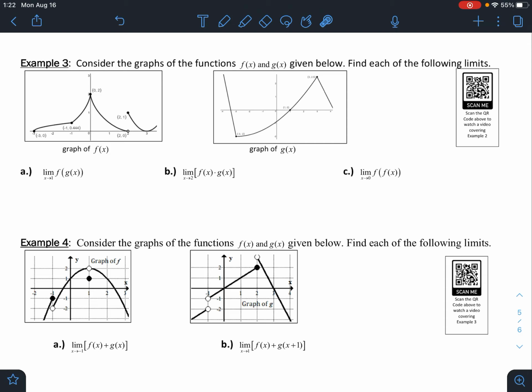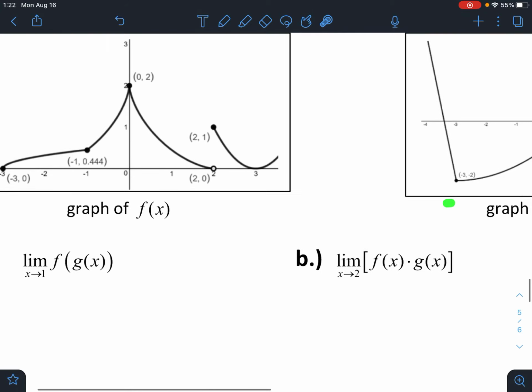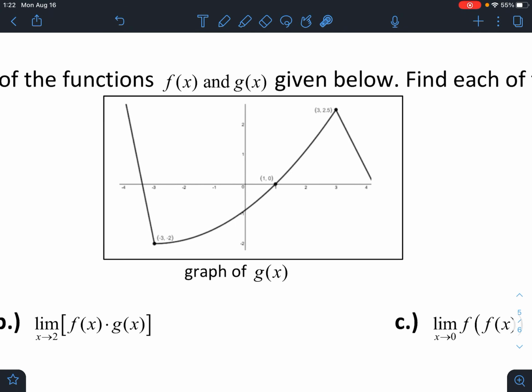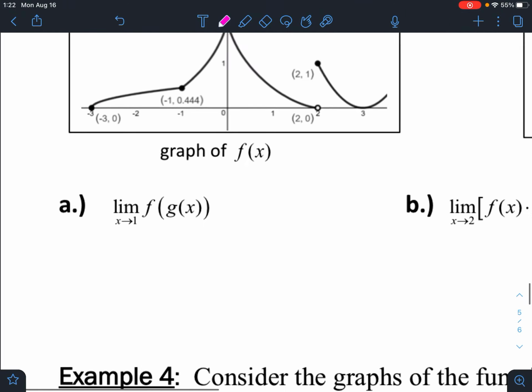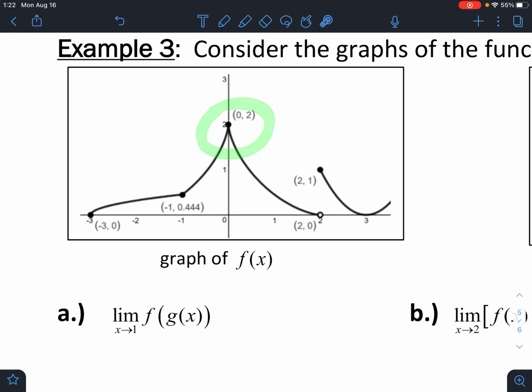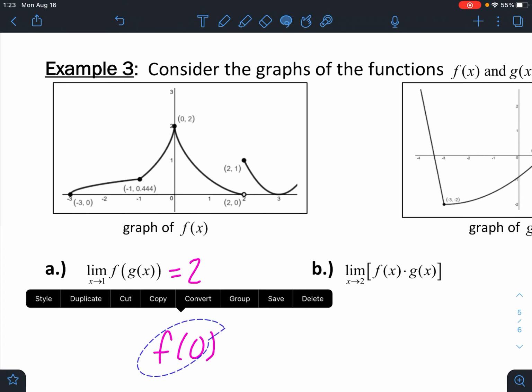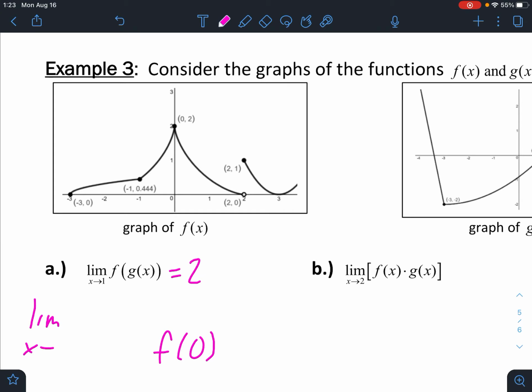So the first one says, find the limit as x approaches 1 of f of g of x. All right, so we want to find the limit as x approaches 1 of g. Looks like both sides are converging to the same point. That would be 0. So then basically, we're going to look at 0 on the f graph, and is it continuous or not? It is continuous, so that means all we got to do then is do f of 0. And f of 0 would be 2. Okay, and again, we got that because the limit as x approaches 1 of g of x was 0, and because f was continuous at 0.